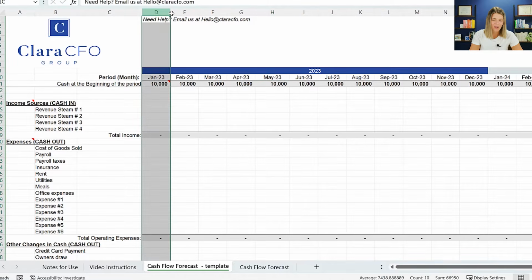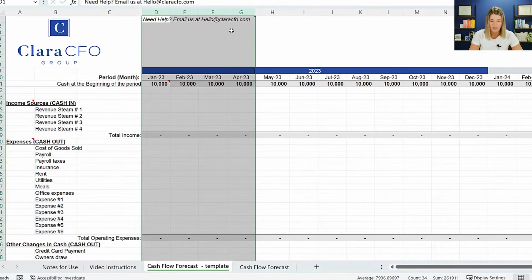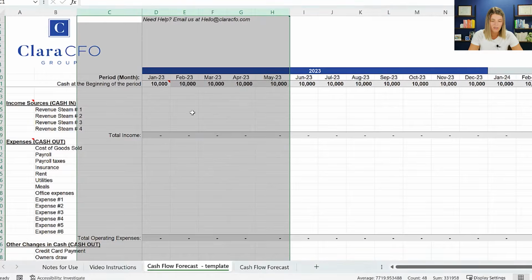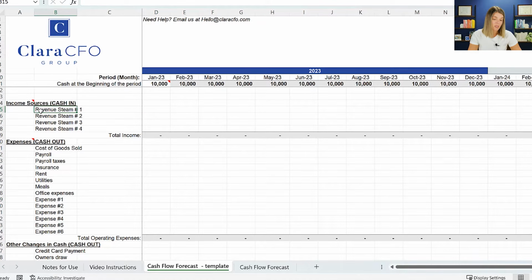And then you can just hide the columns. You do that by selecting your columns, right-clicking, and just hide, which would look like that. And then if you want to unhide, you select columns and you unhide. And then you put your cash in. So let's say you're expecting $5,000 of revenue stream 1 and $2,000 of revenue stream 2. And then you can go through and just fill out the expenses of what you put in here.